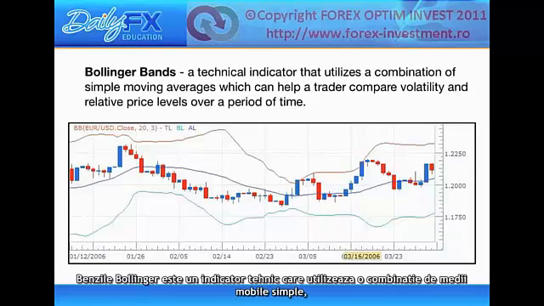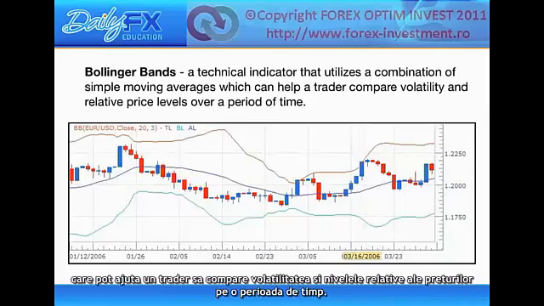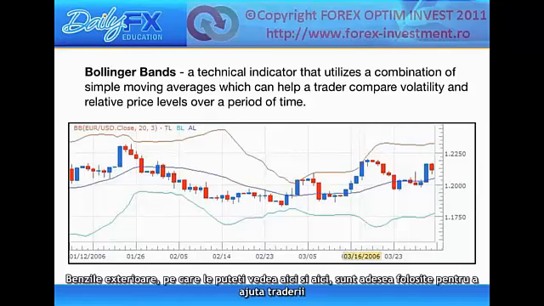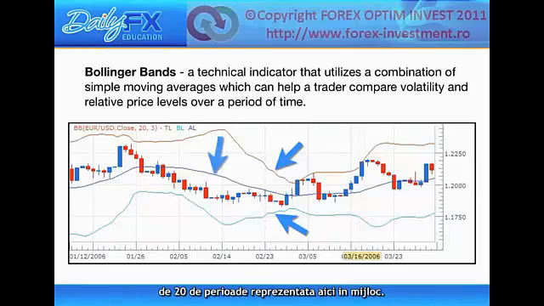Bollinger Bands is a technical indicator that utilizes a combination of simple moving averages which can help a trader compare volatility and relative price levels over a period of time. The outer bands that you can see here and here are often used to help traders time an entry or exit point for a trade. The default settings in most charting packages will have the outer bands 2 standard deviations away from the 20-period simple moving average line found here in the middle.